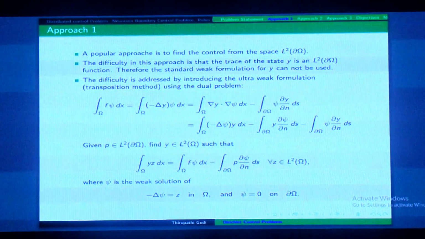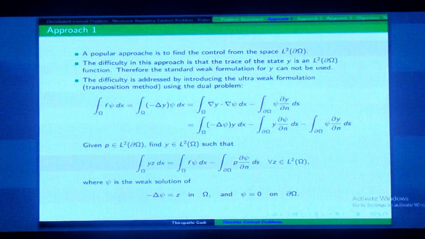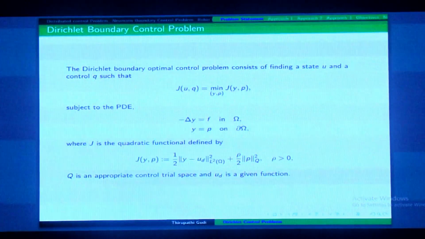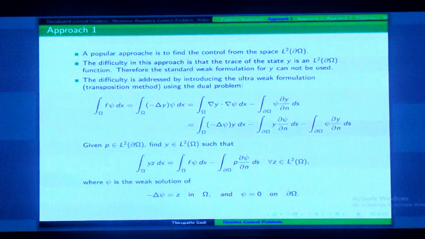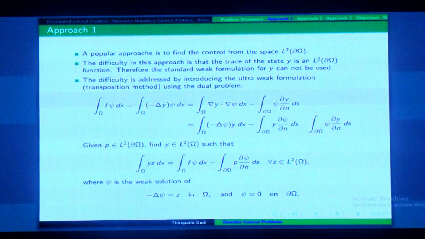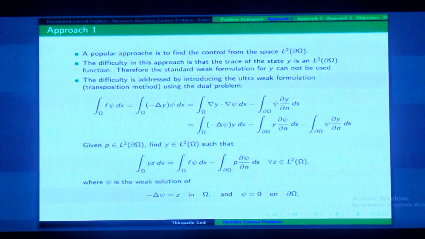So if you work on the L2 omega functions, the left hand side, the integral over omega of yz, is the inner product on L2. So you can use the Riesz representation theorem provided the right hand side is a linear functional on L2. Okay, so this way one can address the well-posedness of the PDE, but you are only looking for a solution of a second order PDE which is only L2. So that means the solution is very weak, very irregular.